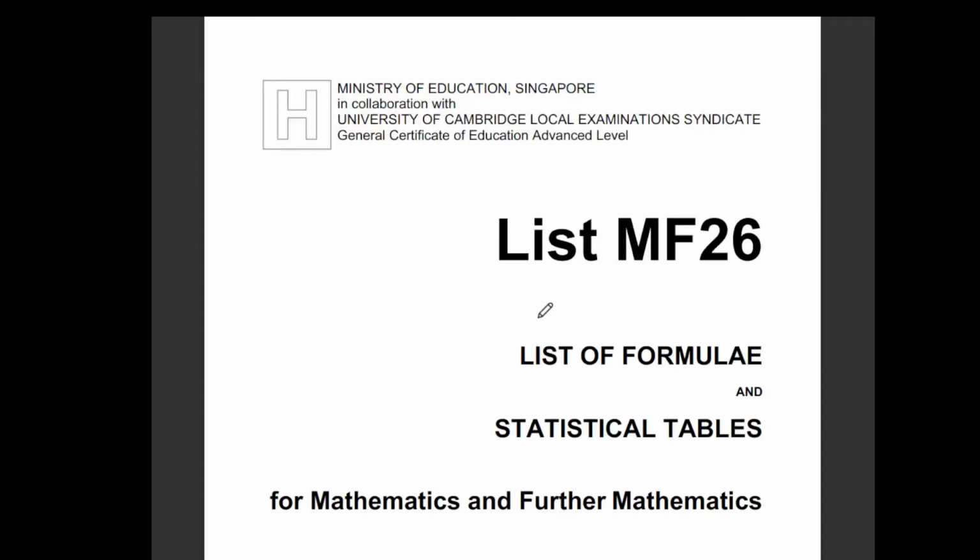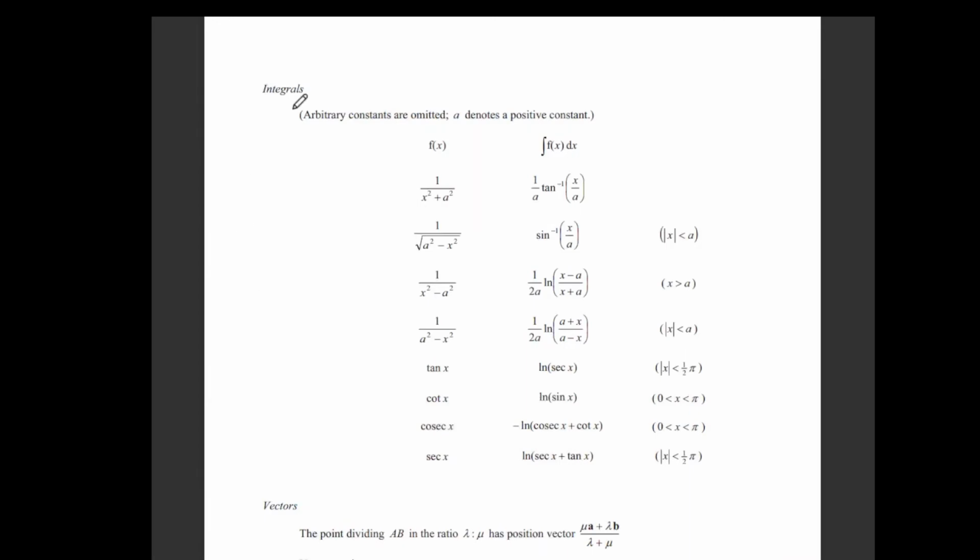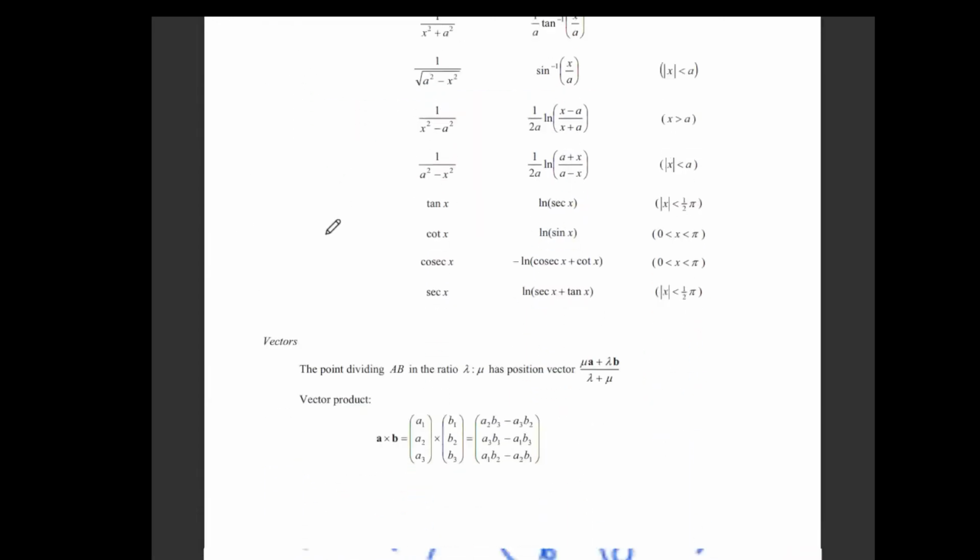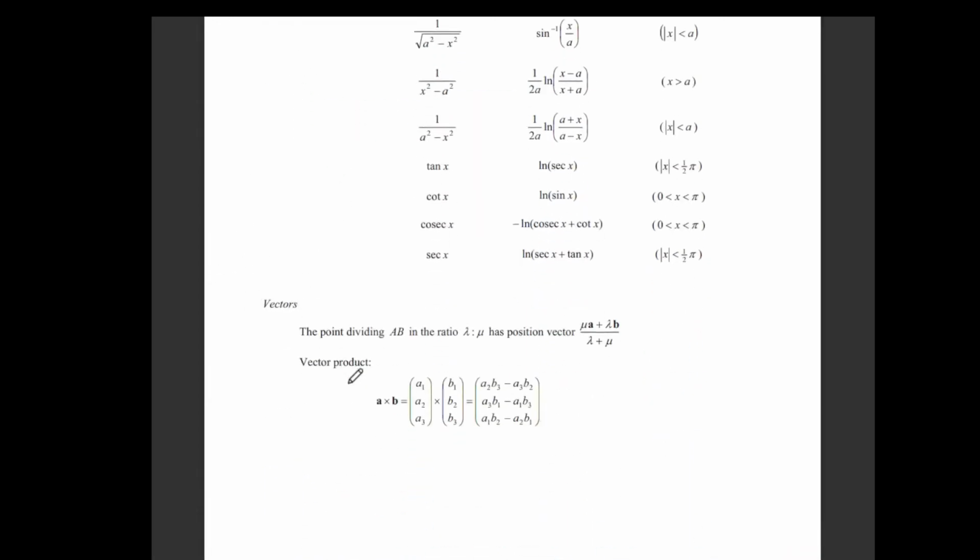To find the cross product of vectors, we can make use of your formula booklet. So turn to page 4 of your MF26, and under the integration section, you see the vector section, and there is the formula to find the vector product. So we can apply this formula in order to find the vector product of two vectors.